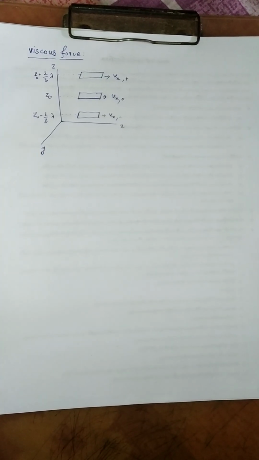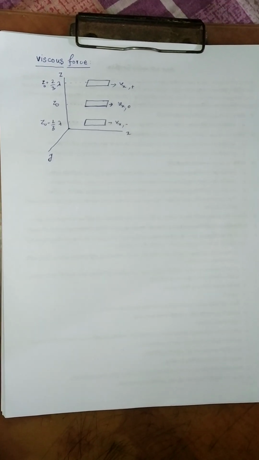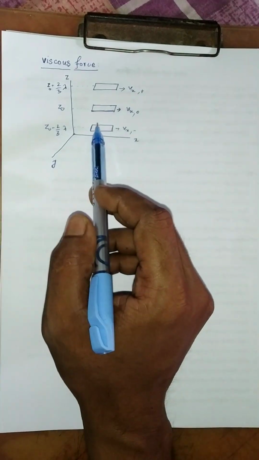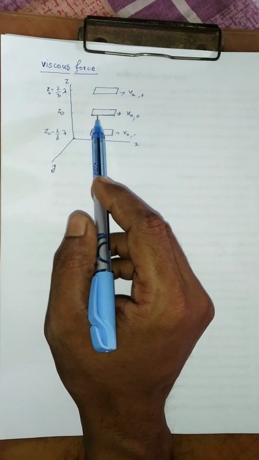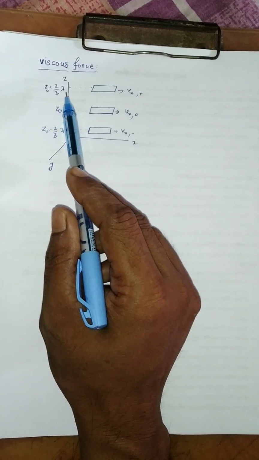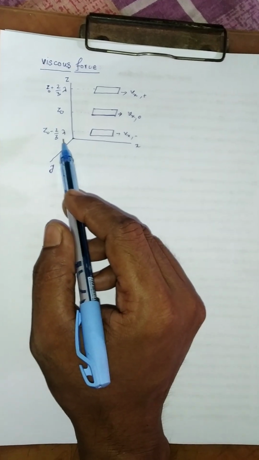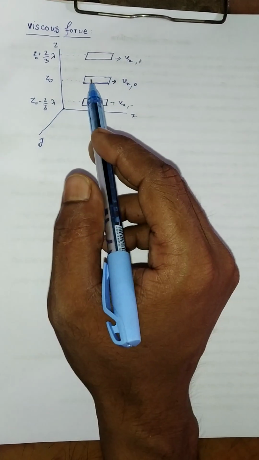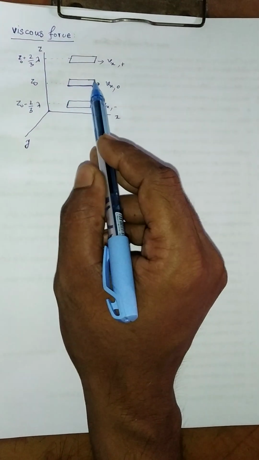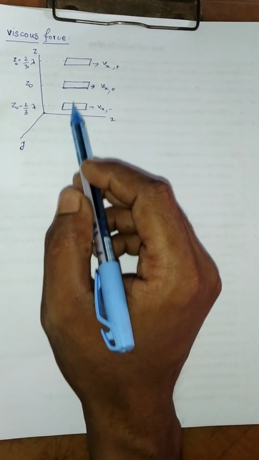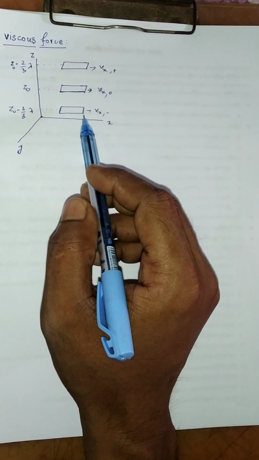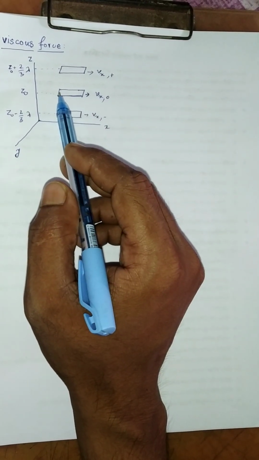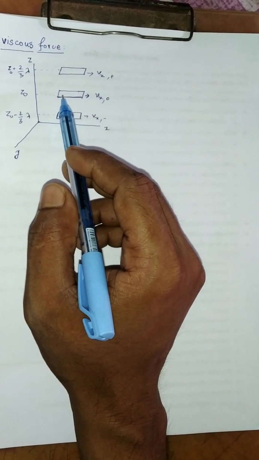So for the calculation, first we will consider the layers Z0 plus 2 by 3 lambda and Z0 minus 2 by 3 lambda. We will consider a layer of area A along the xy plane at Z0 in a gas under steady state motion.